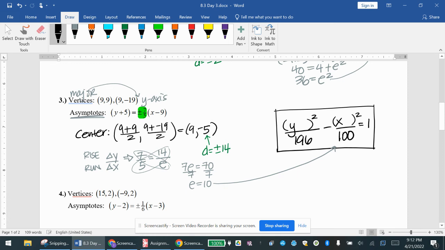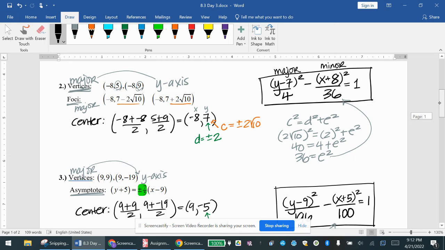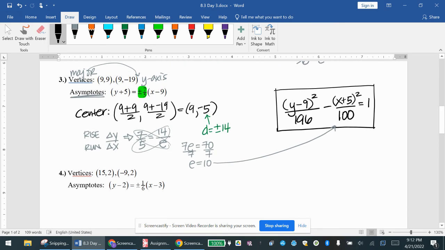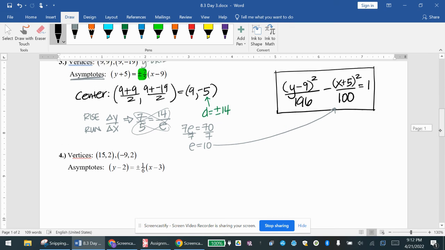Do your best on these, guys, because it's not easy. Okay, it's not the easiest. It's kind of like you have to think about it a little bit more, but it has to do with the idea of rise over run. Okay. Let's practice another one.